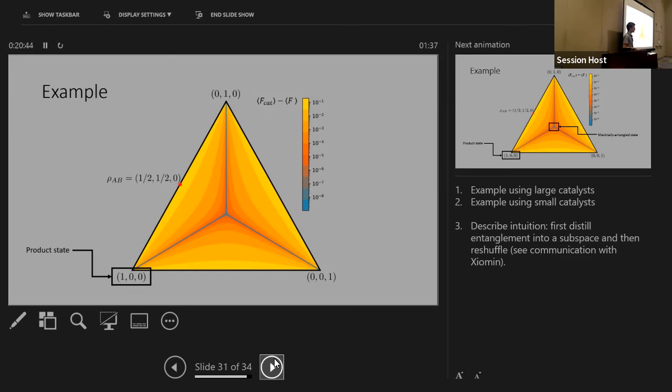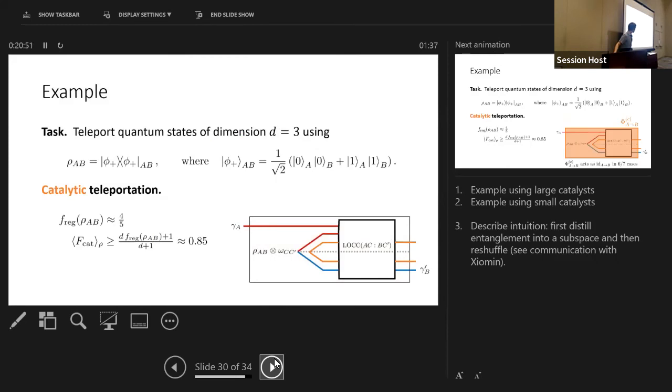Hi, I have a very tiny question. I missed in this example, what is the dimension of the catalyst? Like, what kind of state is this catalyst? So that's a good point. I didn't mention that. Yeah.